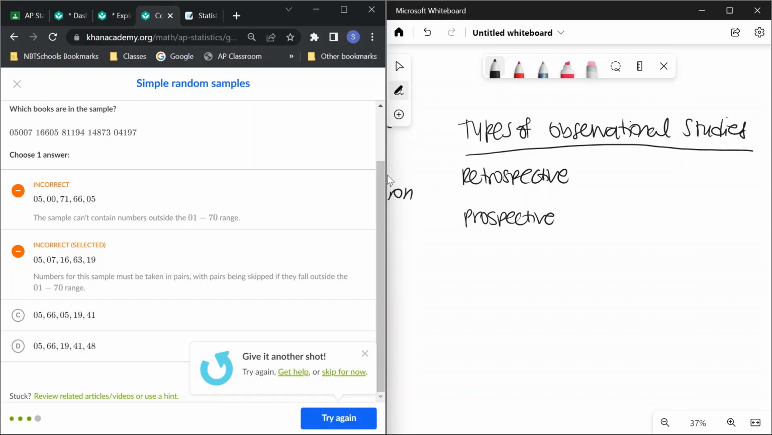What number falls outside of the range of 0 to 1 to 70? You have 0, 5. It's inside. 0, 7, inside. 16, inside. What does this even mean? You can't take into account 0, 0, so you can't take into account 70. Oh! Okay, so you skip 0, 0. You skip 71 because it's greater than 70. And so you have 66. So it's 0, 5, 66. And then after 0, 6, 66, we have 0, 0, 5. So it's C.